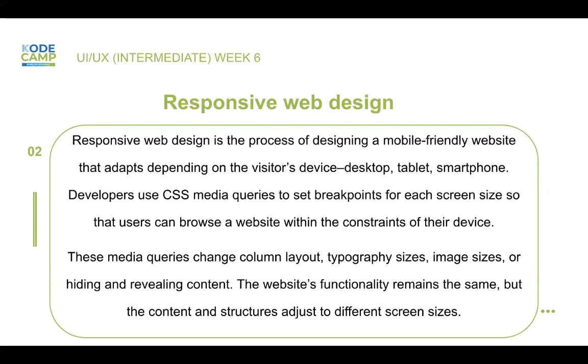Now, there are some things you need to consider when you're trying to do all of these things. You need to consider the column layout, typography, size, image size, and the content that you need to reveal and the ones you need to hide. Although one thing you need to note is the functionality of your website should be the same. The only thing that should be different is the structure and the content that you use for your design.